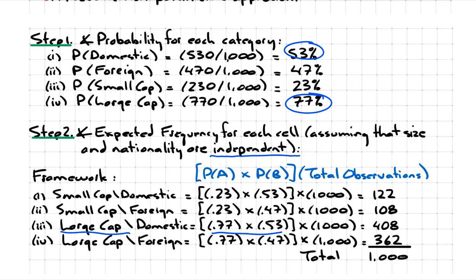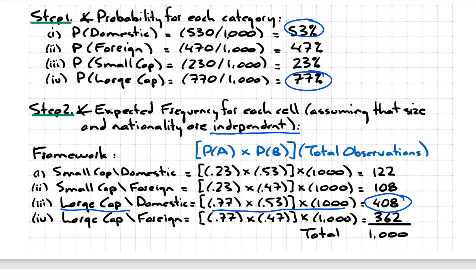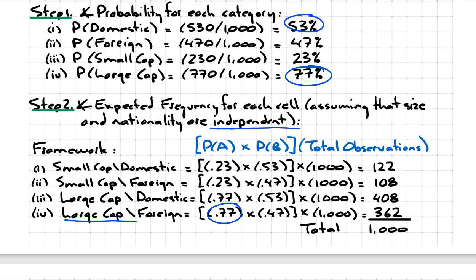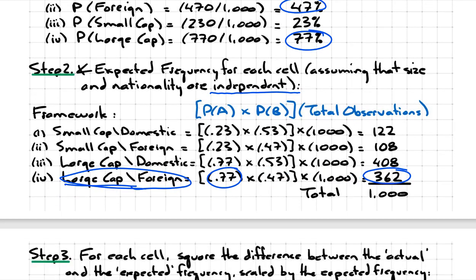So there it is, times 1,000. Out of 1,000 stocks in the index, we expect 408 to be large cap domestic listed. And finally, large cap foreign. Well, let's see, the probability of large cap is 77%, and the probability that the stock is foreign listed is 47%. We multiply those probabilities together to get the joint probability for this scenario, multiplied by the 1,000 stocks. So we expect 362 of the total 1,000 stocks to be large cap foreign listed.